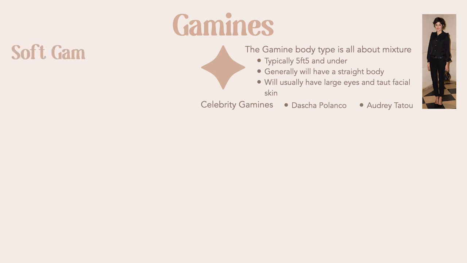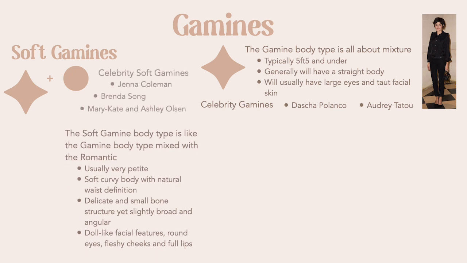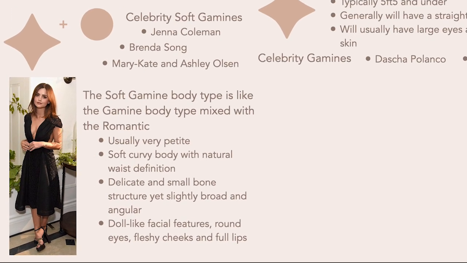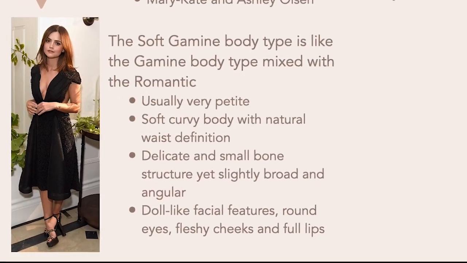But then, say you take the gamine type and mix it with the romantic, you get the soft gamine. So this type will still be petite and have a delicate frame, but they will be much softer, so you can expect them to have a curved bust line and hips. They'll have doll-like facial features, so round eyes, fleshy cheeks and full lips. Jenna Coleman is a celebrity example, and she is literally like a living doll.